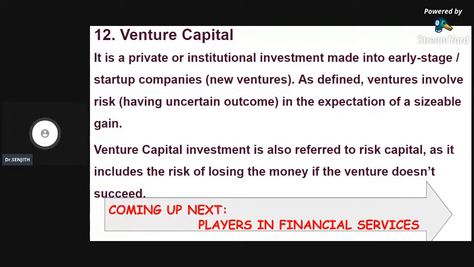So venture capital is nothing but offering or providing capital to a new venture, which involves a very risky business. But if it succeeds, that particular company should get a large amount of profit. If it does not, that particular company may suffer a large amount of loss. So offering venture capital or managing venture capital finance is also a kind of financial service, remember.